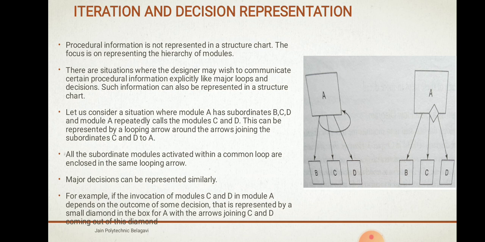So this can be represented by a looping arrow around the arrows joining the subordinates C and D to A. So you can see here C and D are joined through an arrow to A, which means that A is continuously calling C and D. All the subordinate modules activated within the common loop are enclosed in the same looping arrow. So major decisions can be represented similarly. For example, if the invocation of modules C and D in module A depends on the outcome of some decision, then this is represented by a small diamond in a box for A. So as you can see here, the same can be represented by using a small diamond, okay, with the arrows joining C and D coming out of the diamond.